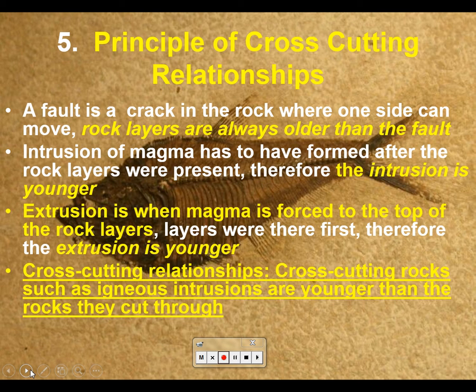Okay, if you have intrusion of magma, remember that's when magma oozes up over existing rocks. The intrusion of magma has to have formed after the rock layers were present. Therefore, the intrusion is younger. The rock was there first, and then the magma kind of blurbed on top of it. An extrusion is when magma is forced to the top of the rock layers. Once again, the layers were there first, and then the magma literally cut through the layers and oozed on top, so the extrusion is younger. The principle of cross-cutting relationships states the cross-cutting rocks, such as igneous intrusions, are younger than the rocks they cut through.